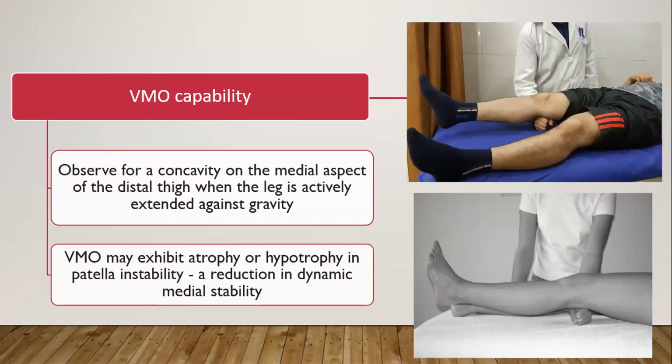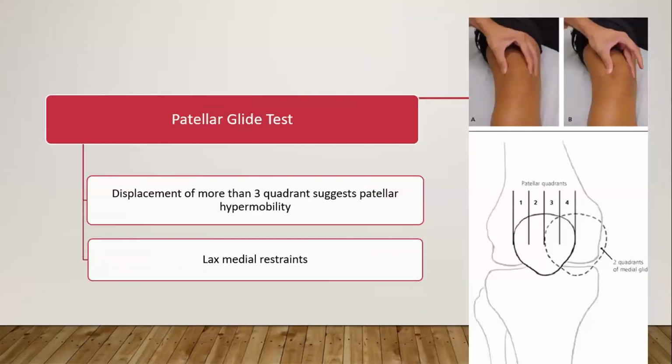To check for vastus medialis obliquus capability, we should keep a bolster under the knee at around 30 degrees of knee flexion and look for the concavity of the medial aspect of the distal thigh when the patient is asked to extend against gravity. The VMO may exhibit atrophy or hypertrophy in patellar instability, and a reduction in dynamic medial stability is seen. Patellar glide test.